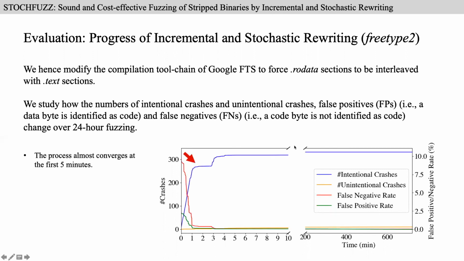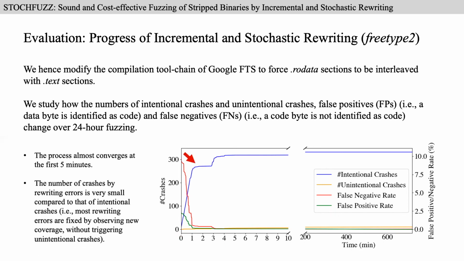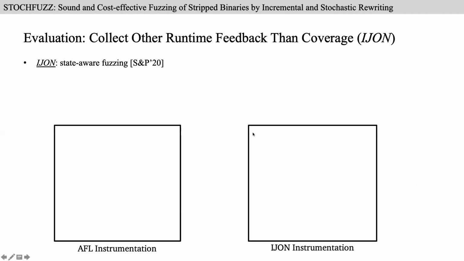Observe that the blue curve almost reaches its fixed point after 5 minutes, which indicates that the whole process almost converged in the first 5 minutes. As such, we can say that the overhead caused by the incremental rewriting is negligible. Also observe that the number of unintentional crashes is very small compared with the intentional crashes. Note that the unintentional crash may trigger a more expensive repair process. It implies that most rewriting errors are fixed by observing new coverage.